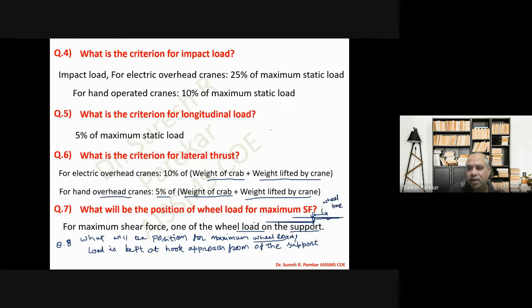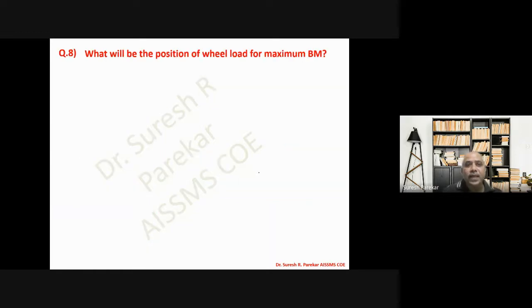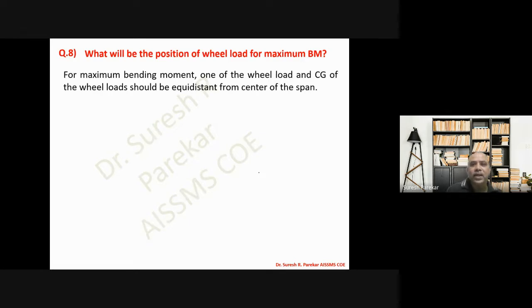If we draw this diagram, if I have this as a gantry girder, which may be 6 meter, 7 meter, one wheel load will be here, that is at support, and another wheel load will be at a distance wheel base from this support, from which we are going to calculate maximum shear force. Then for maximum bending moment, one of the wheel loads and CG of the wheel load should be equidistant.